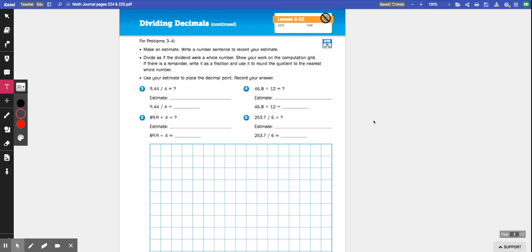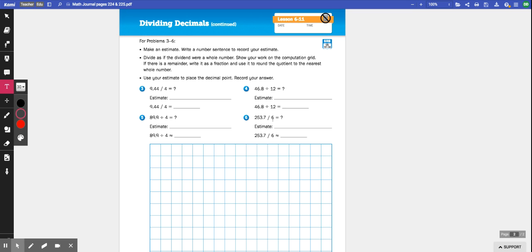Okay, and as promised, we're looking at number 6 on page 225. Again, I'm going to take this 253 and 7 tenths divided by 6. I want to make an estimate, write a number sentence to record, and then we're going to divide without our decimal points and then use our estimate to place the decimal point.